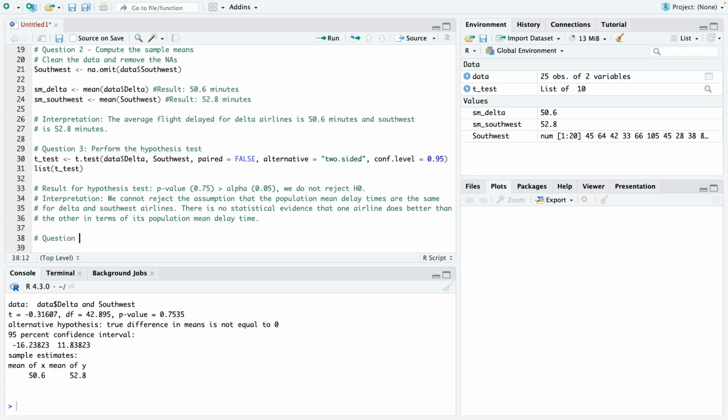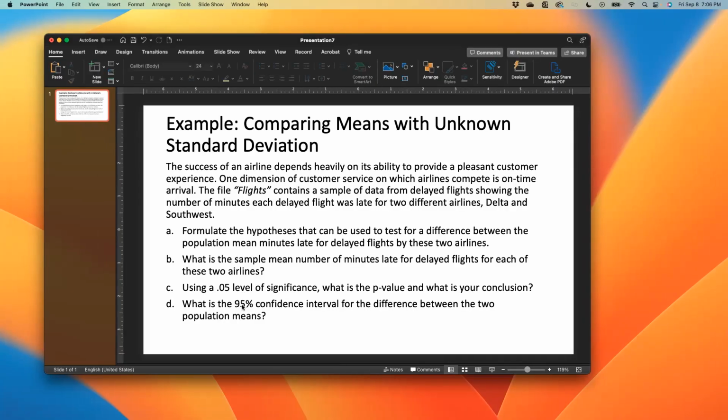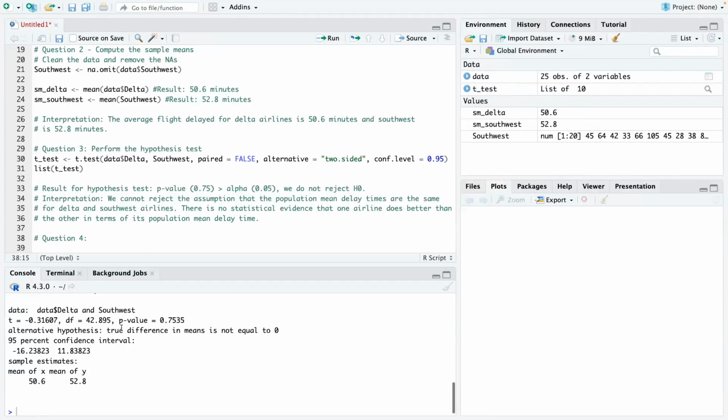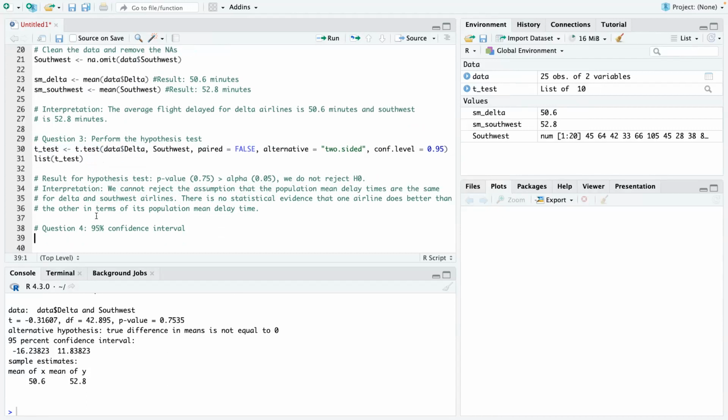And question number 4, the last one, says, what is the 95% confidence interval for the difference between the two population means? Remember, everything has been calculated for us in line number 30, so you don't have to do a new calculation. All you have to do is interpret the result. So I'm just going to say result again, and the 95% CI is negative 16.24 to 11.84. That's basically your result.